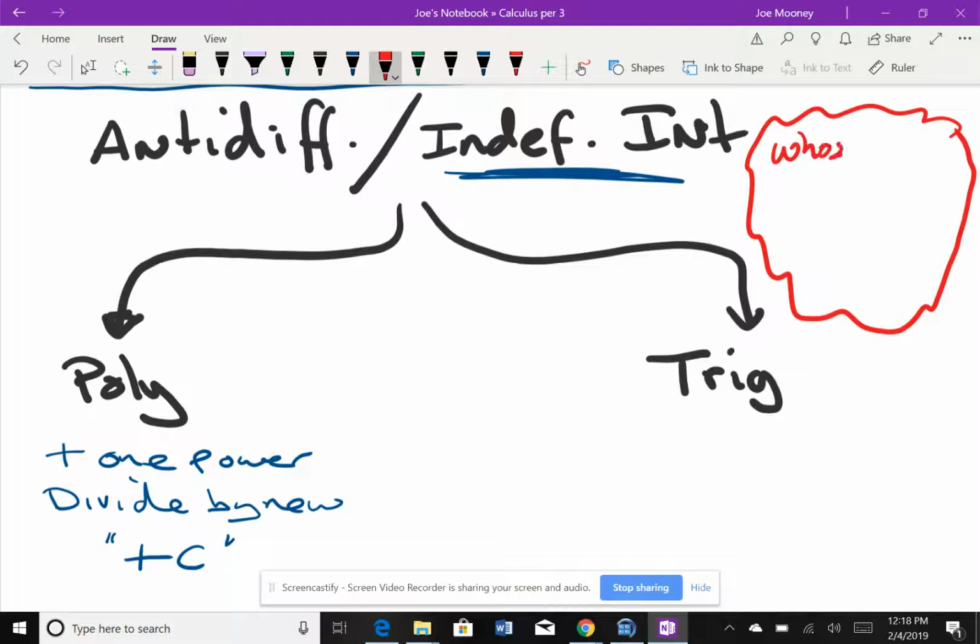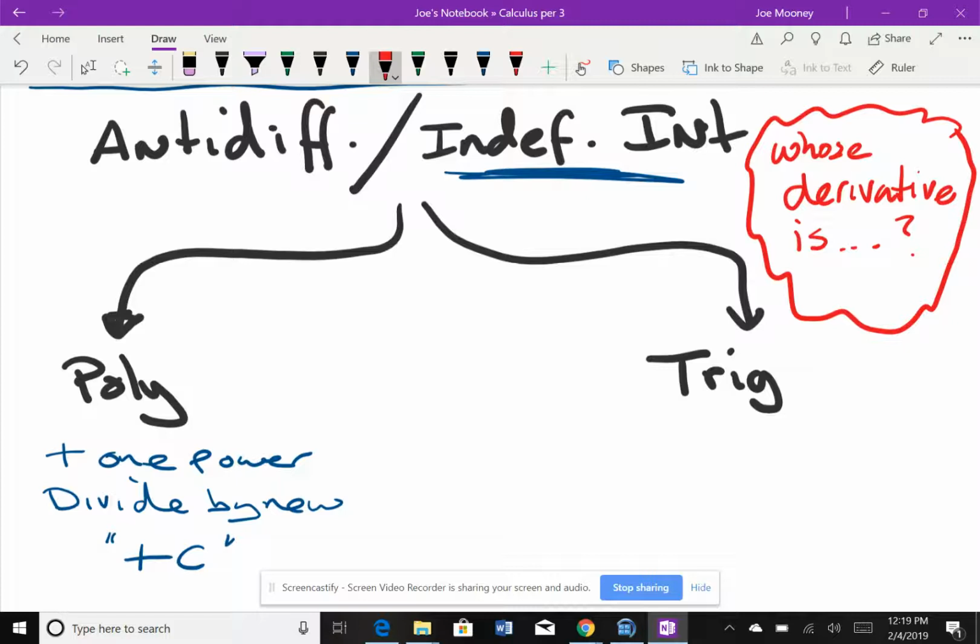Whose derivative is? So, if you're given secant squared, you're like, oh, I've taken a derivative and its answer was secant squared. Whose derivative is that? What function gave me that as its derivative? And that's how you answer those types of problems.